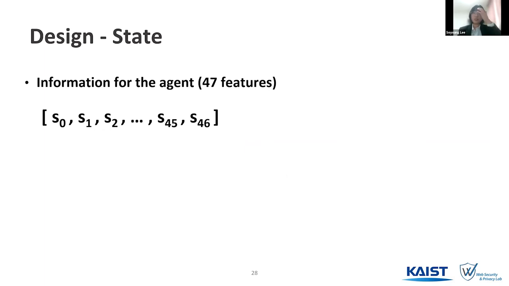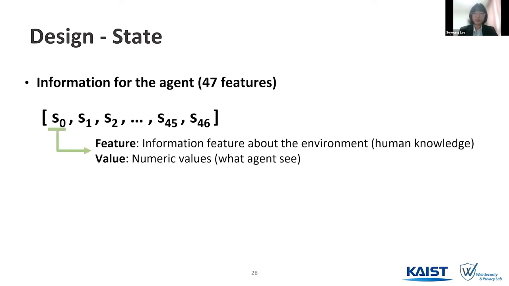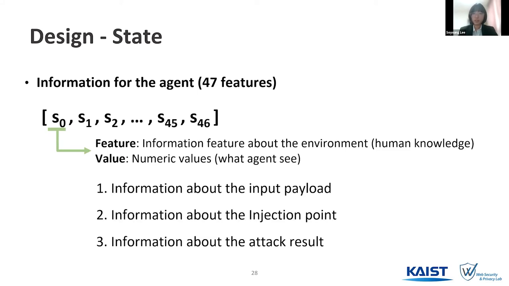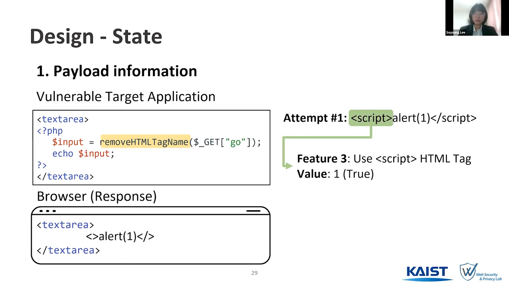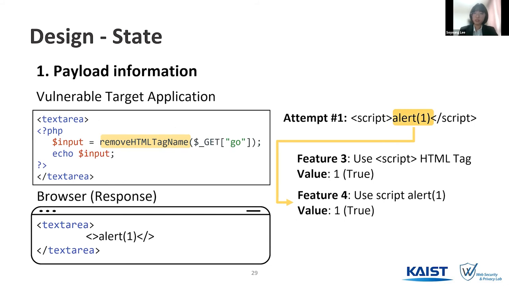The next design component is the state, which provides the information of the environment to the agent. It contains 47 features, and each feature is a scalar value that represents the respective feature's existence or its type. The features can be divided into three types: information about the input payload, the injection point, and the output result. The first type of the state is the payload information, and these features tell the information about the appearance of the payload. For example, whether to use script tags or whether to use alert functions can be included in this type.